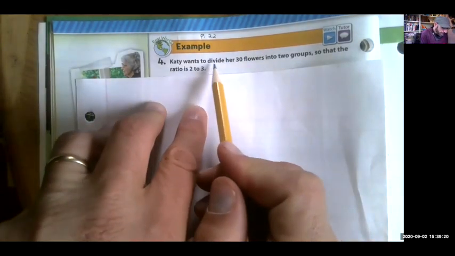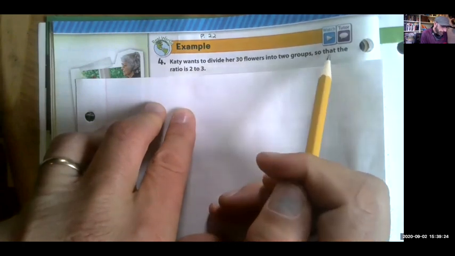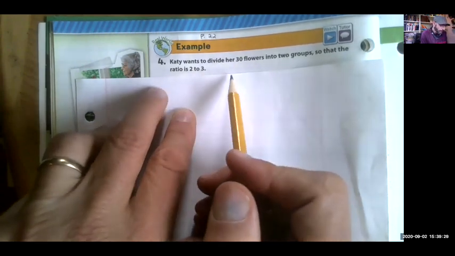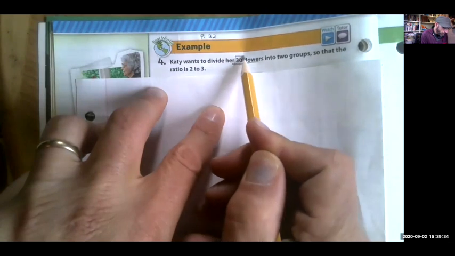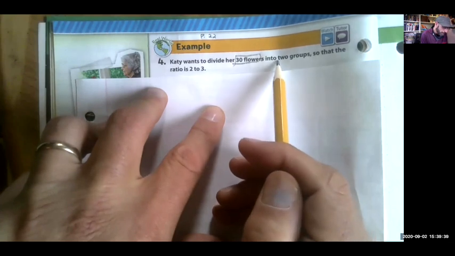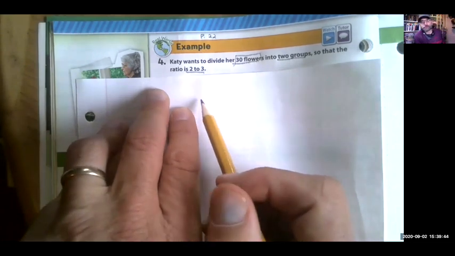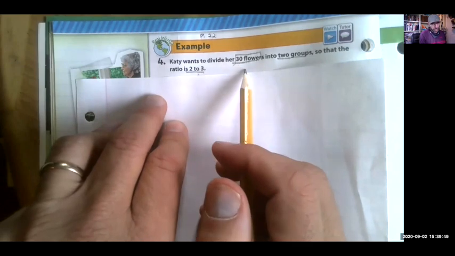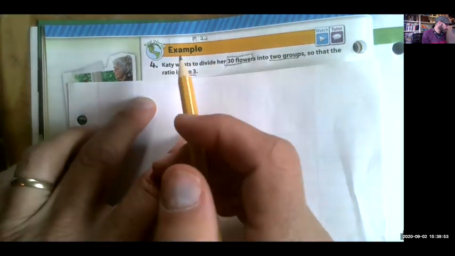If you notice, here it says, Katie wants to divide her 30 flowers into 2 groups so that the ratio is 2 to 3. So right now, we already know the total, which is 30 flowers, right? That's the total. And we're putting it into two groups. That's really important. And the groups have a ratio of 2 to 3. So this problem is sort of the reverse of the other ones I've done, because they give us the ratio, they give us the total. And so we then have to put it into groups, almost like we're drawing pictures.